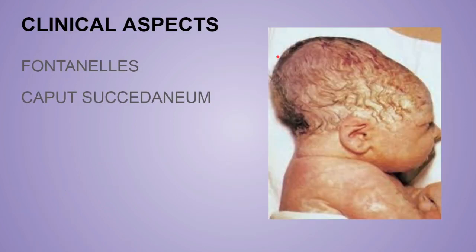Now the last is the caput succedaneum. Now it is a soft tissue swelling on any part of the skull due to the rupture of the capillaries during the delivery of the baby. Okay, so because of the rupturing of the capillaries, there is edema in the small baby, and the skull becomes normal within a few days in the postnatal life, because it is nothing but just an edema and it will heal by itself in a few days or few months.